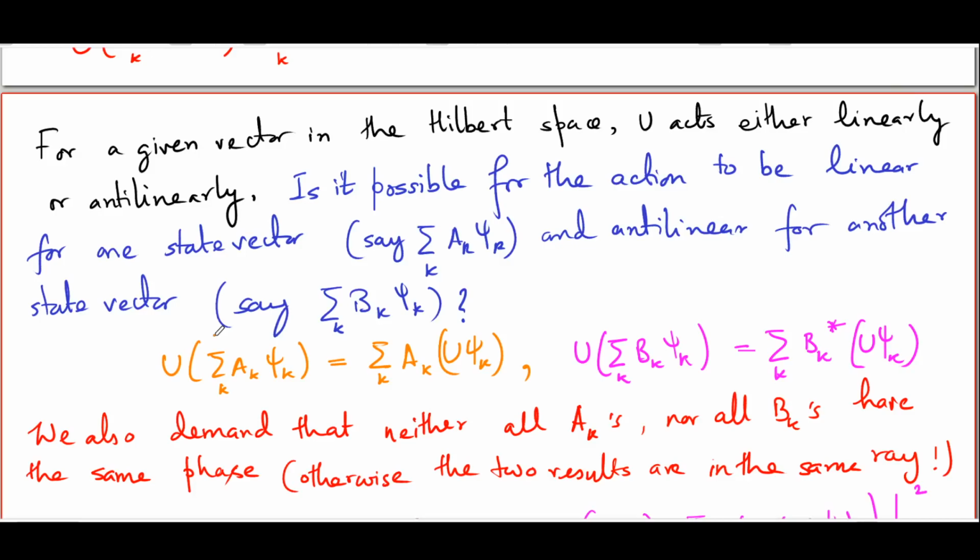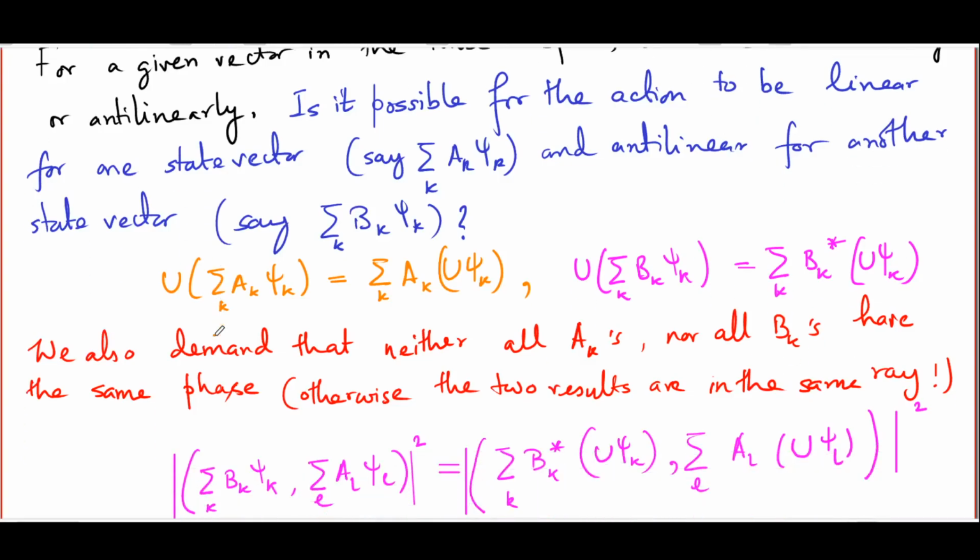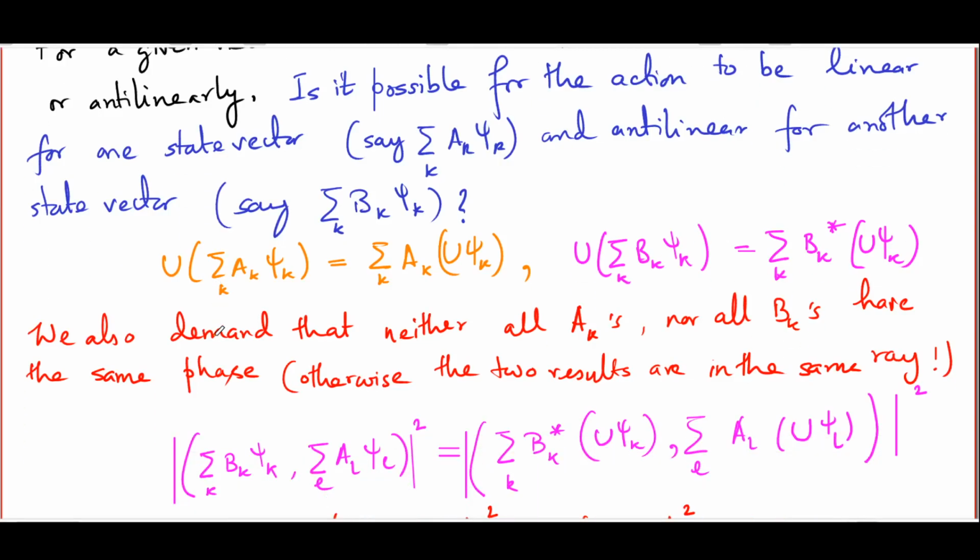So these two results are actually assumed to be different at this stage, and what we need to show is that this is really not a possibility. Now, to show that this is not a possibility, we fall back upon our basic property of any symmetry transformation, that is, it preserves transition probabilities.